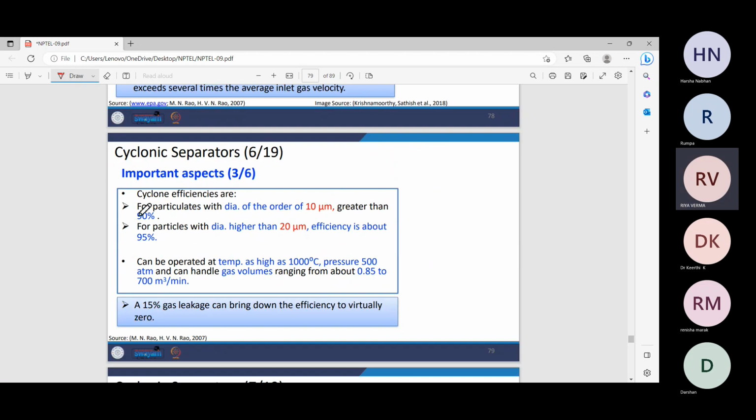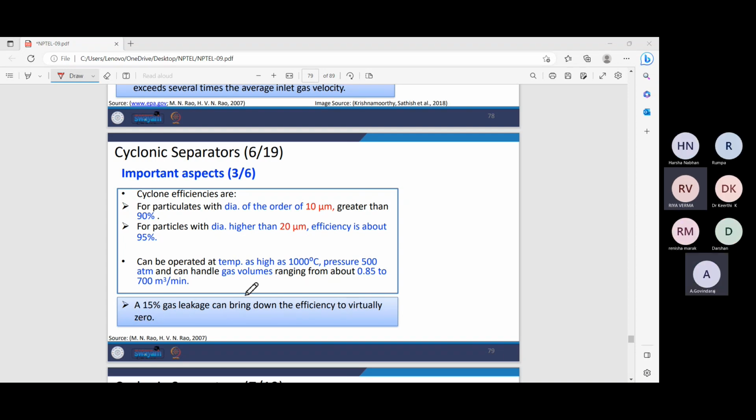Okay, so the cyclonic efficiencies for particulates with diameter of the order of 10 microns is greater than 90%. And for particles with diameter greater than 20 microns, the efficiency is about 95%. You can clearly see that as we increase the size of the particle, the efficiency increases in such conditions. And these can be operated at a temperature as high as 1000 degrees centigrade, and pressure 500 atm, and can also handle gas volumes that range from about 0.85 to 700 meter cubes per second.